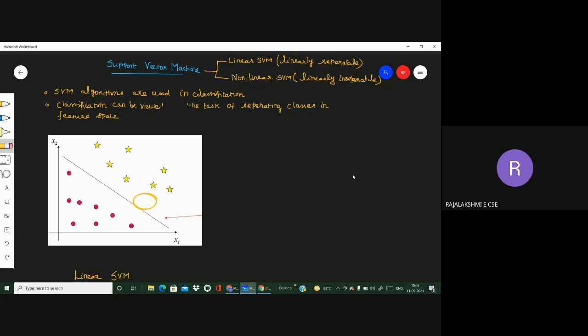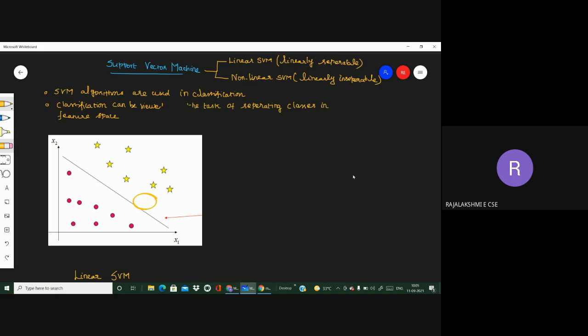For example, look at this particular diagram. We have two sets of classes: one is star, another one is the red dot. This is a feature space. Features, as you know, are nothing but the attributes. There are two attribute values, x1 and x2. This is the attribute space, or feature space, in which the values of the attributes are mapped.